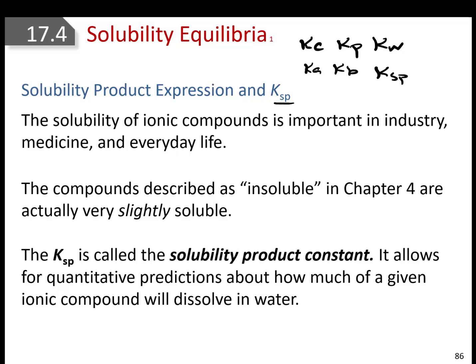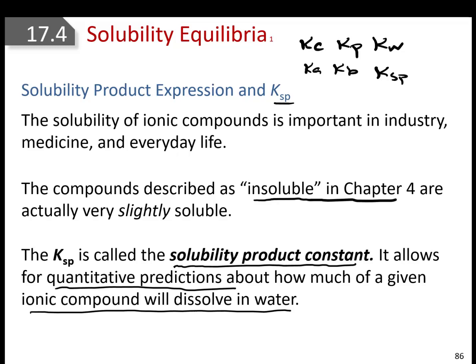So the solubility product constant allows us to quantitatively predict how much of a given ionic compound will dissolve in water. Again, I can't stress enough, you need to go back to chapter 4 and look at the solubility rules and memorize those if you didn't in Chem 170. Especially, I would memorize the first part of the table, what is soluble, and then assume everything else is not soluble. So you don't have to memorize the whole table, you can just memorize what is soluble.